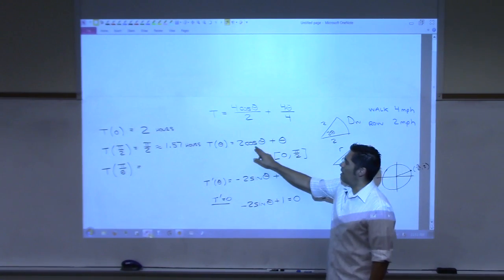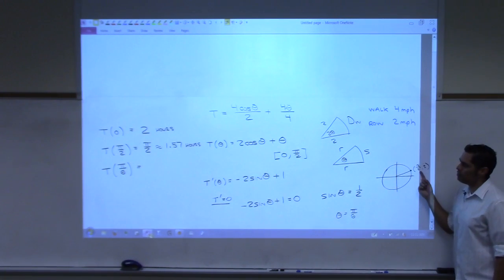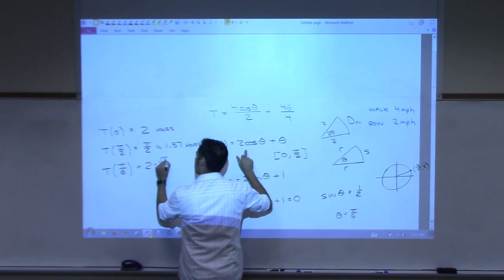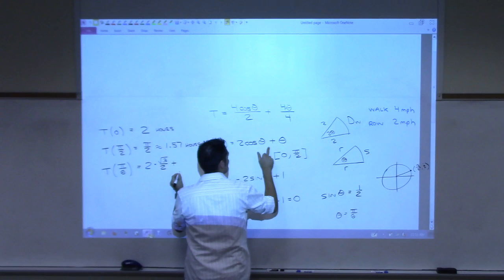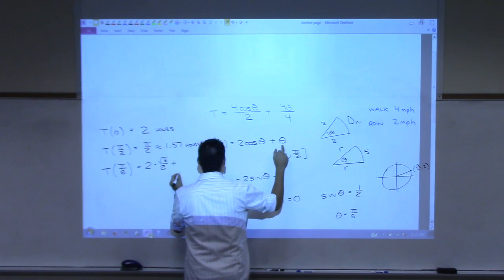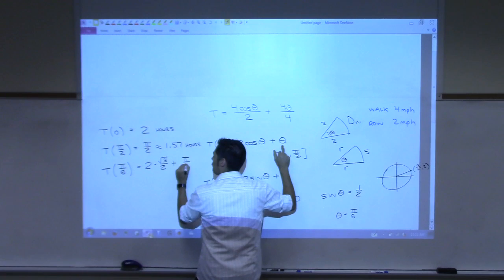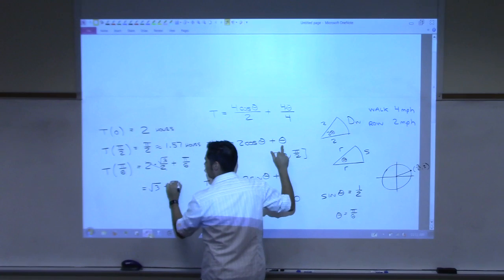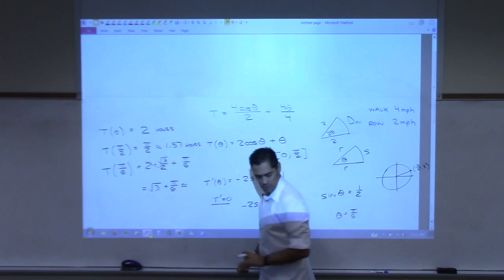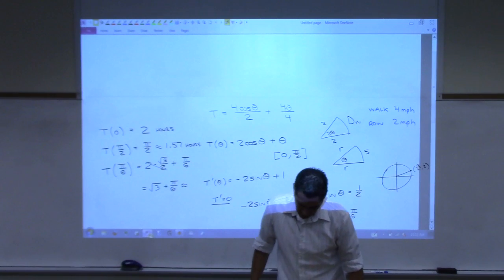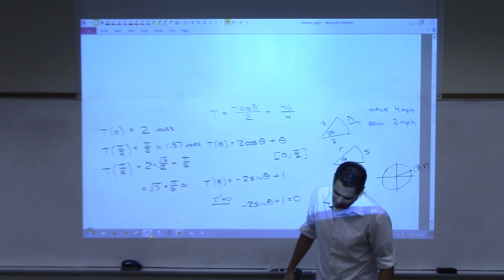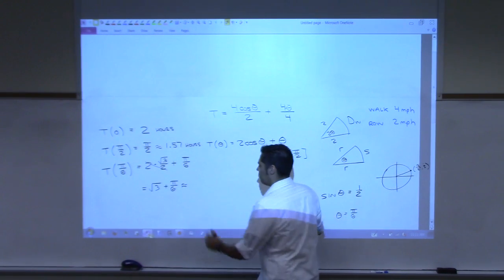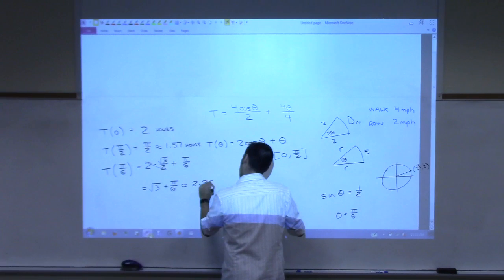Now what about pi over 6? So what is cosine of pi over 6? Come back over here, root 3 over 2. So this is 2 times root 3 over 2 plus theta. Theta is pi over 6. The 2's cancel. This is root 3 plus pi over 6. And on your calculator, go ahead and get that as a decimal. Anybody get that yet? About 2.26 hours.